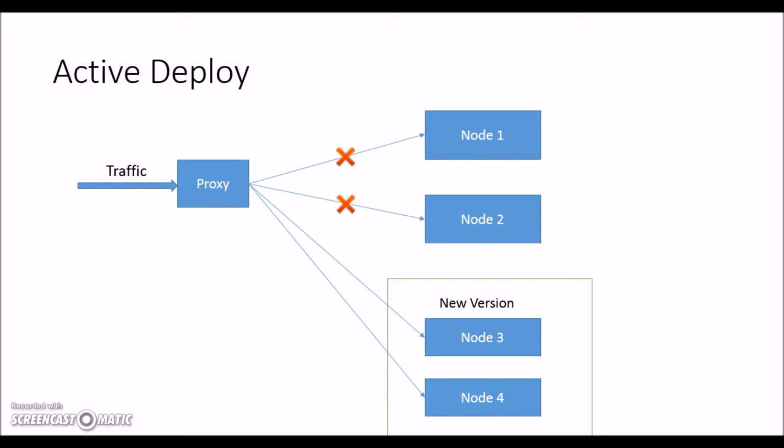With Active Deploy, whenever a git push happens, we can spawn 2 new AWS instances and deploy the latest changes. Afterwards, the proxy will be updated to route the traffic to these 2 instances, and the earlier nodes will be shut down. Now let's have a look at the demo.